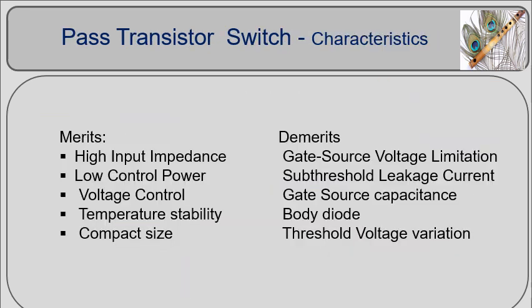A MOS switch offers characteristics like high input impedance, voltage control, low control power, compact size, etc. But it has demerits like gate source voltage limitation, subthreshold leakage current, gate source capacitance, body diode, threshold voltage variation, etc.